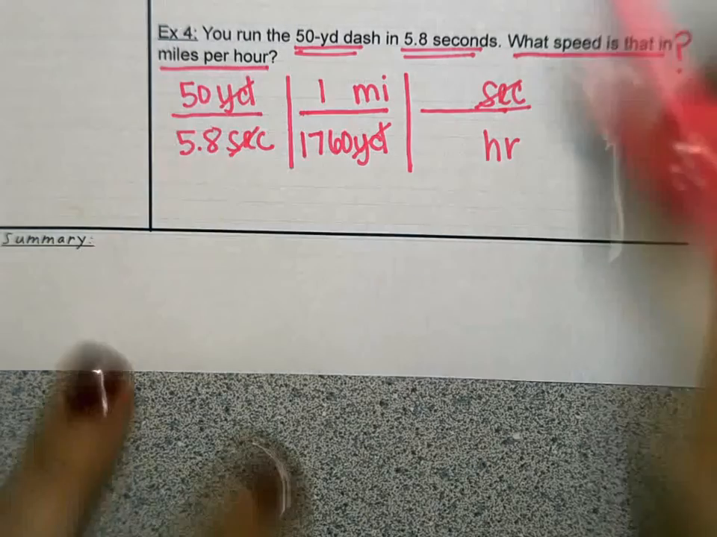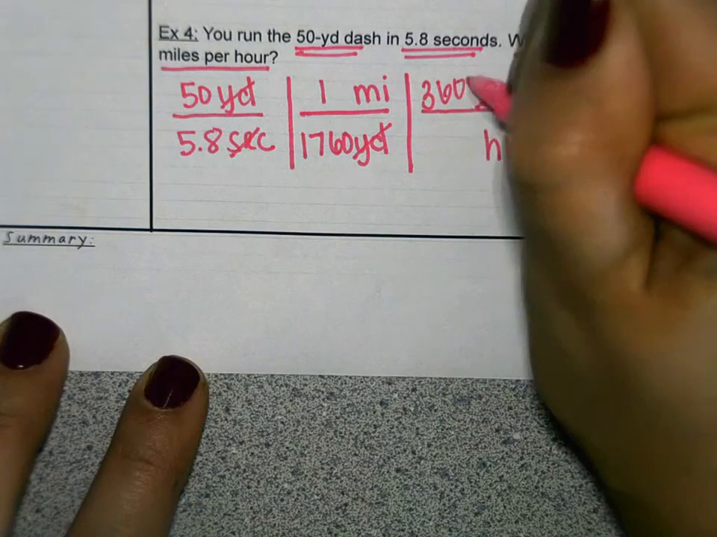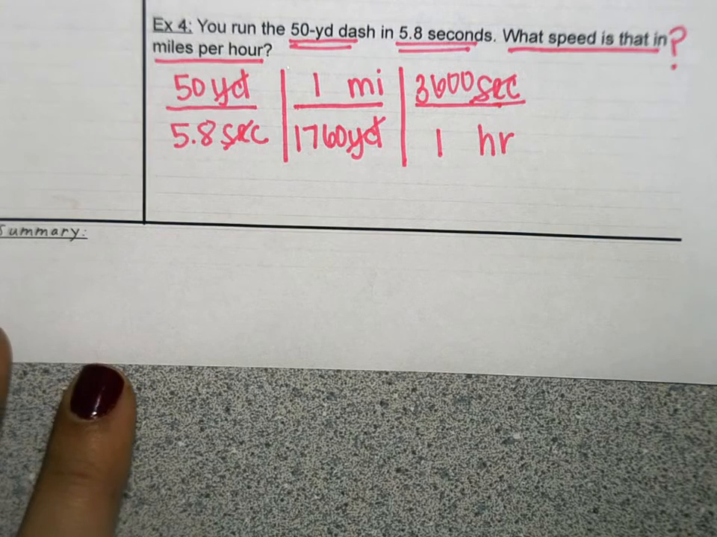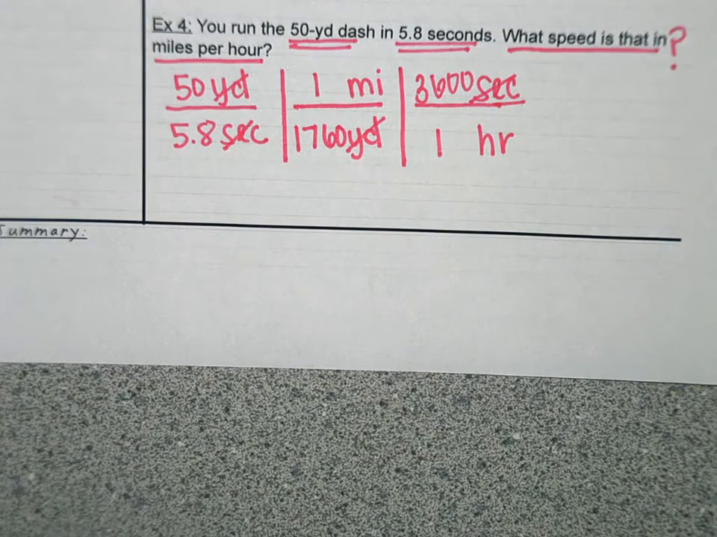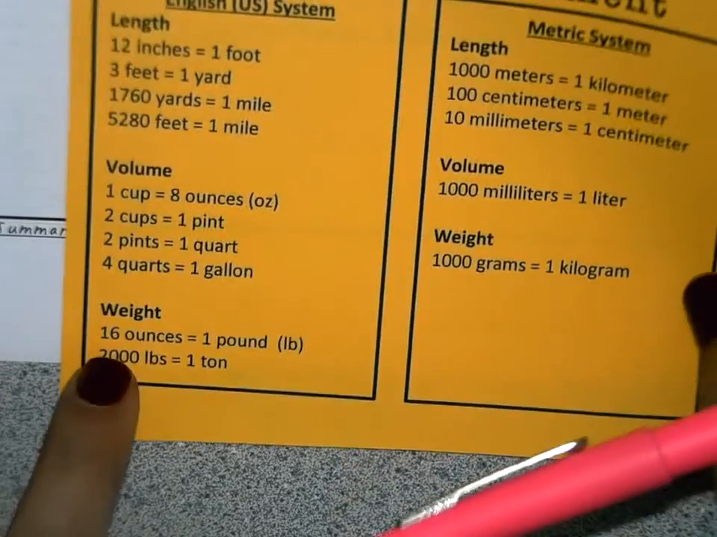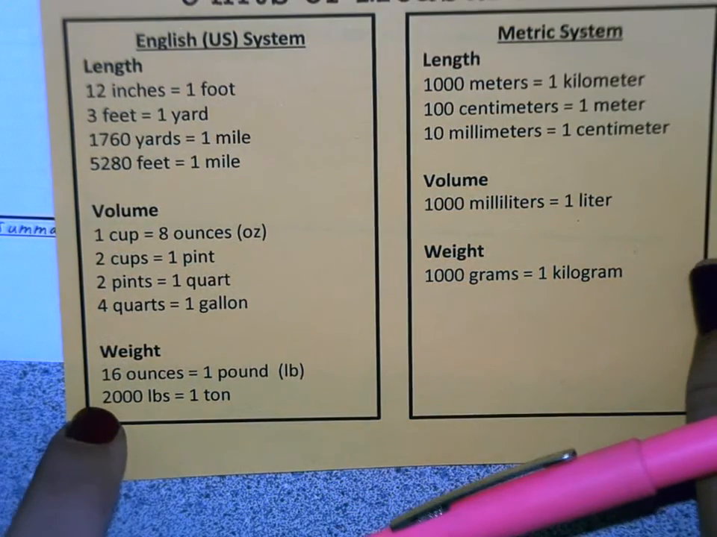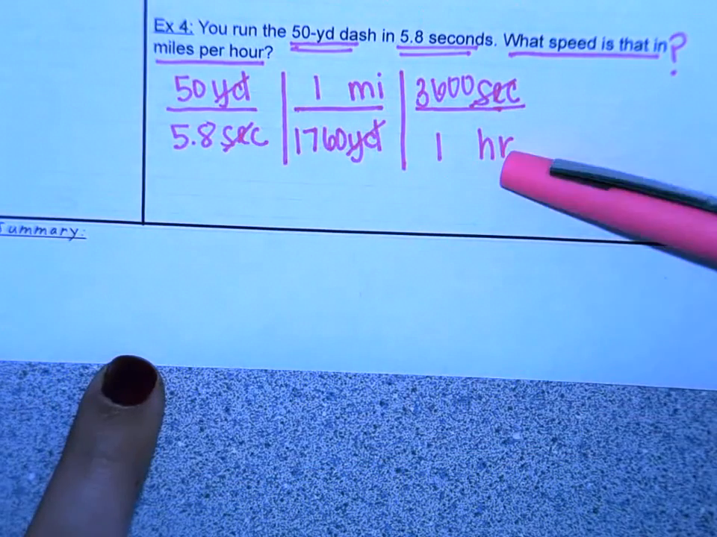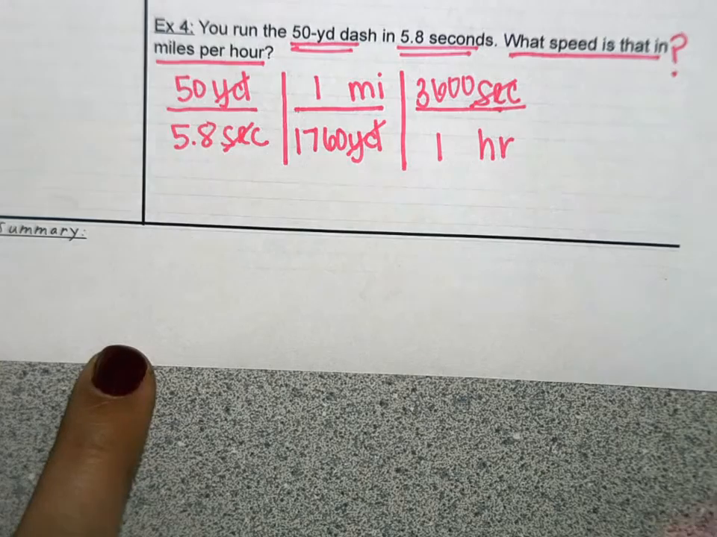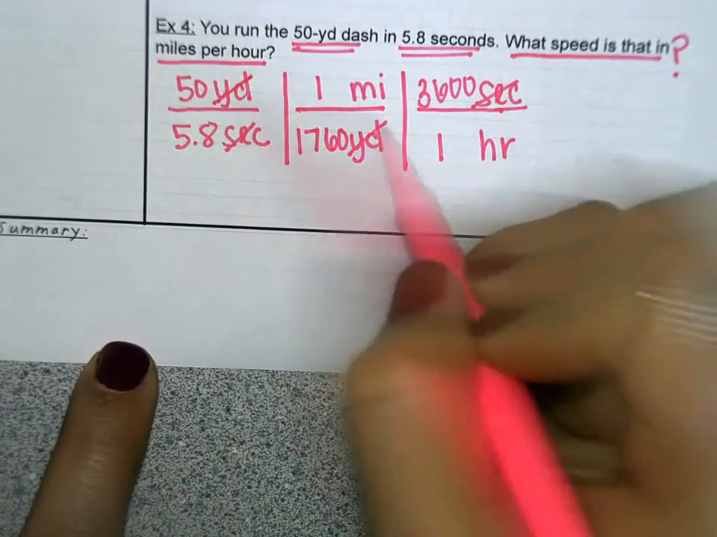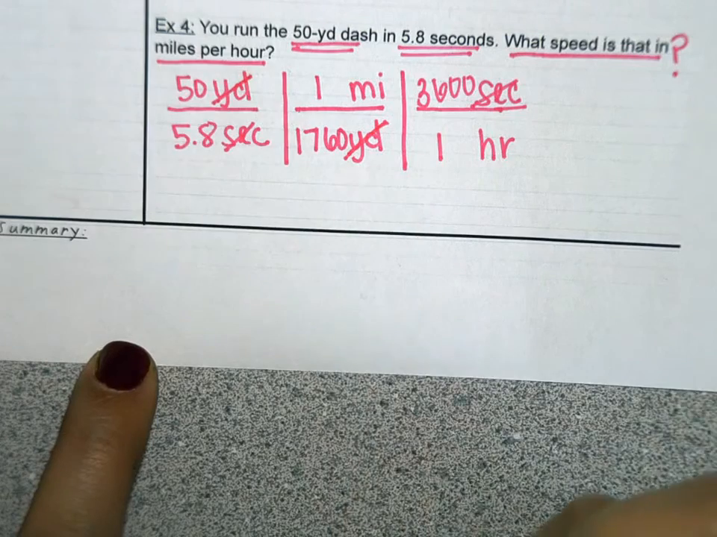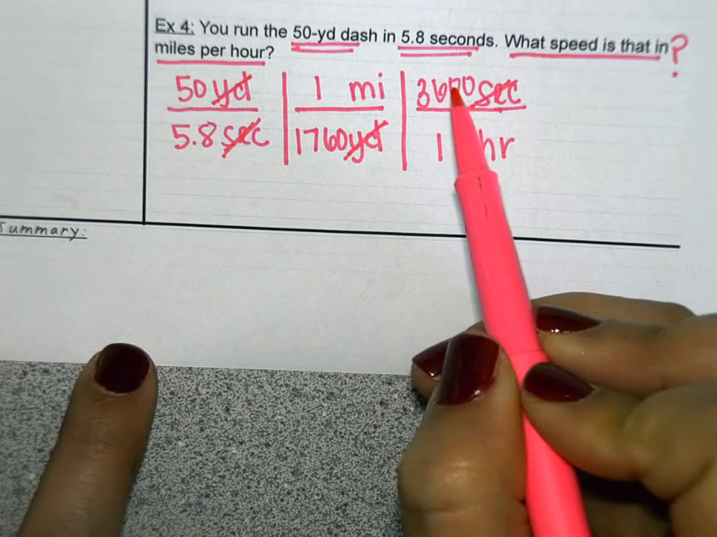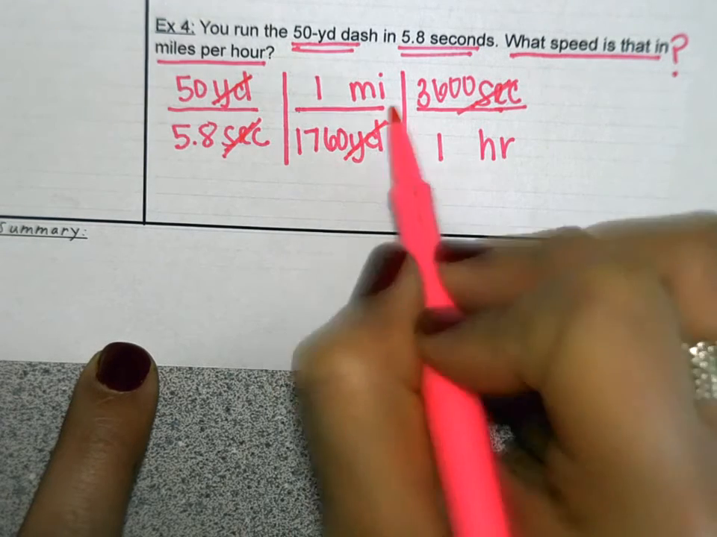There are 3,600 seconds in 1 hour. That's not actually on your chart. You could look it up online, or you can convert seconds to minutes and then minutes to hours. But I'm only showing doing it once. So let's look at what happened. My yards reduced because I have 1 in the numerator and 1 in the denominator. And my seconds reduce because I have 1 in the denominator and then 1 in the numerator. And the units I have left are miles and hours, which is what we want.